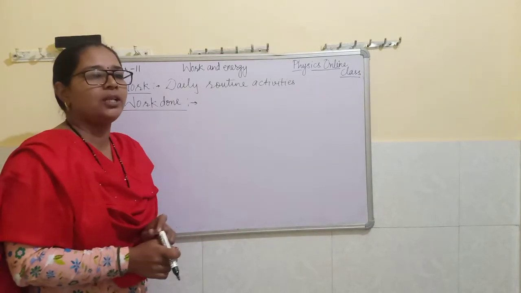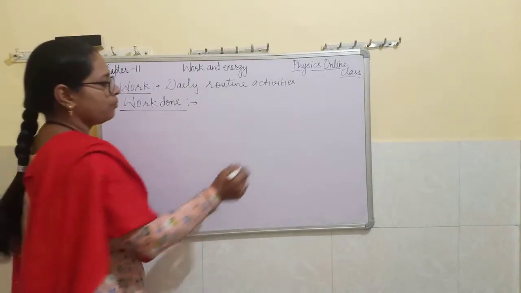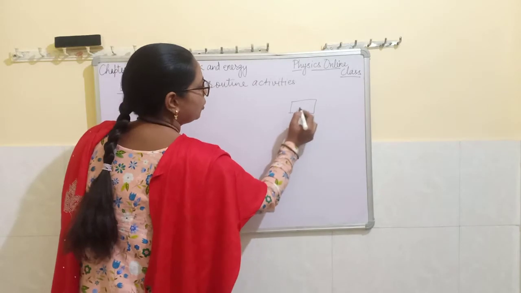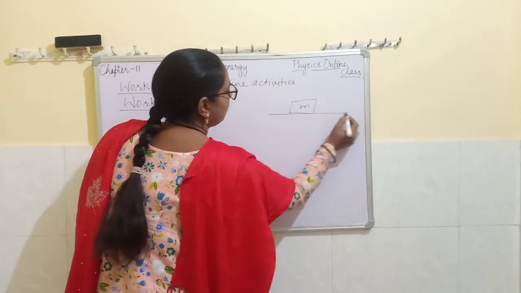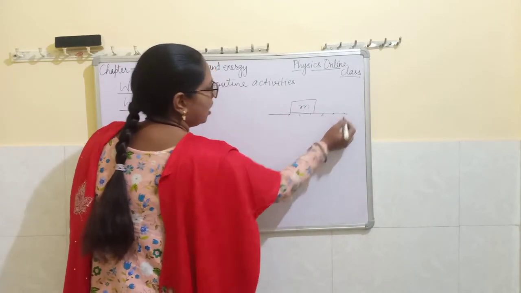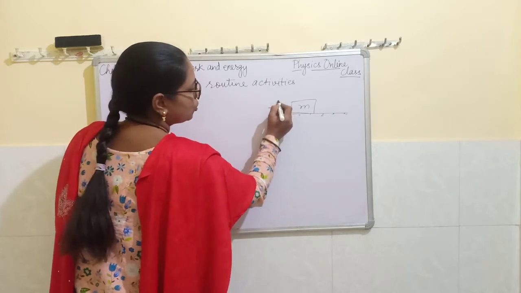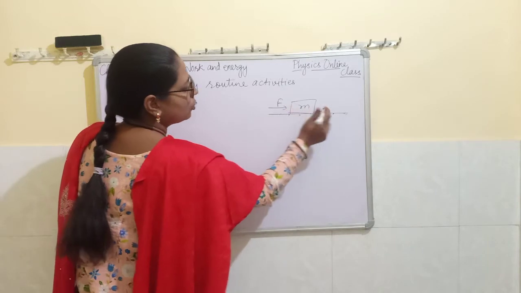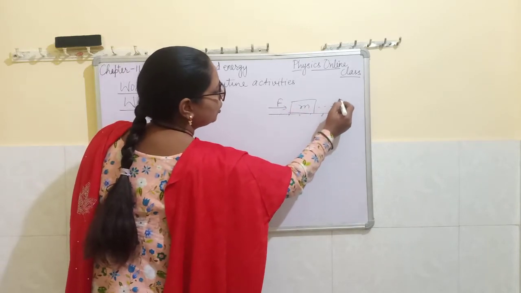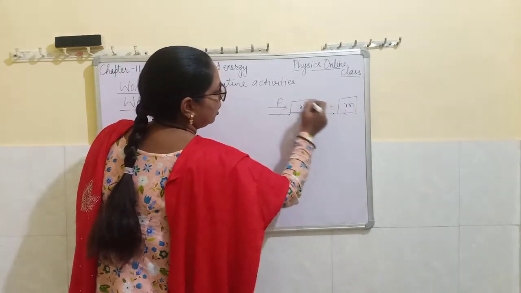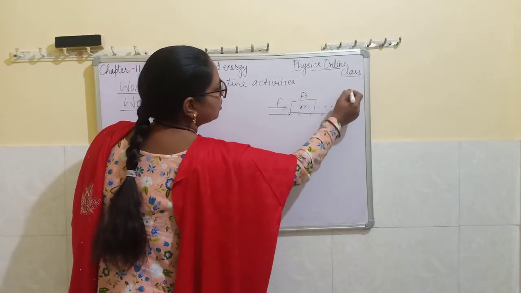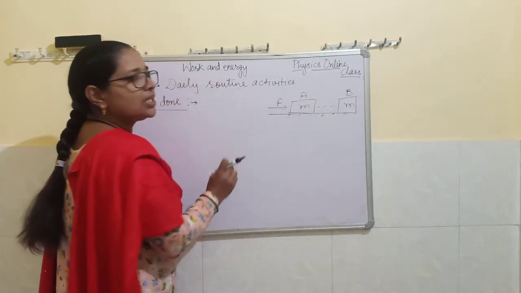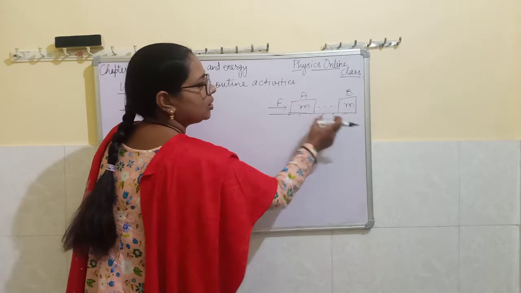But in scientific term, what is work done? Suppose here is a body of mass m placed at this surface, and when we apply a force of F Newton, and due to this applied force, if the body displaces to a new position, this is the previous position, this is the new position, then we say work is done.